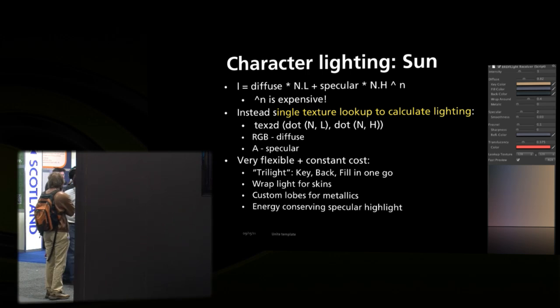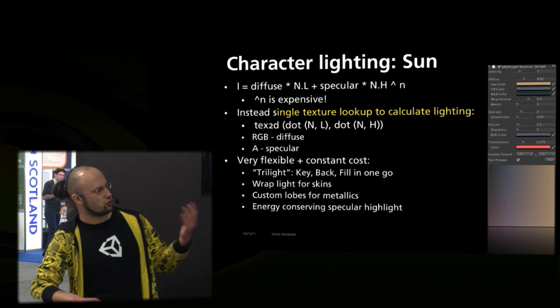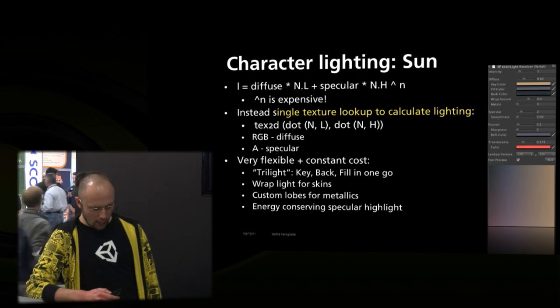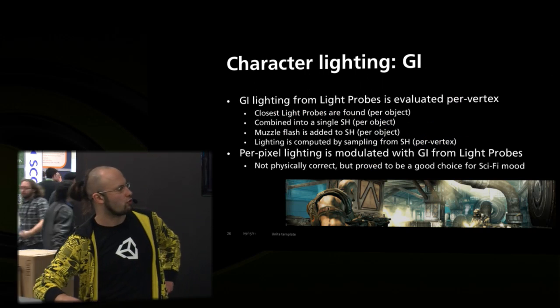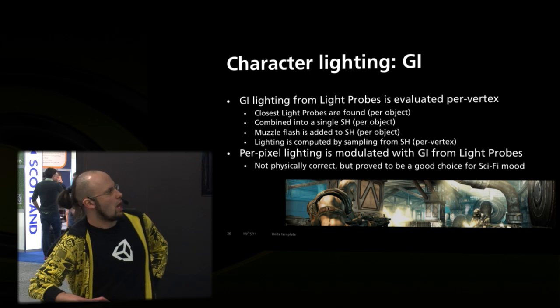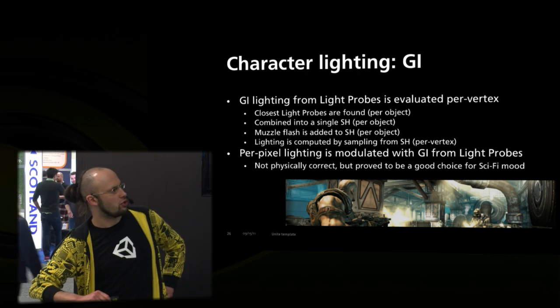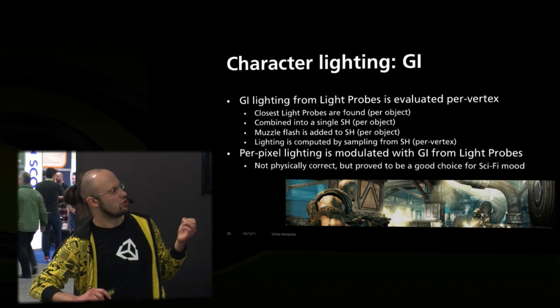Then we just use those numbers to look up into the texture. You can see here how this texture looks. In the RGB channels we store the diffuse response, and in the alpha channel we store the spec response. So at runtime, we just need to combine them. Basically, it's just a couple of instructions. On top of that shader, we add the global illumination coming from the light probes, and we hack the muzzle flash into the light probes as well. So all the dynamic lighting doesn't cost us anything either.